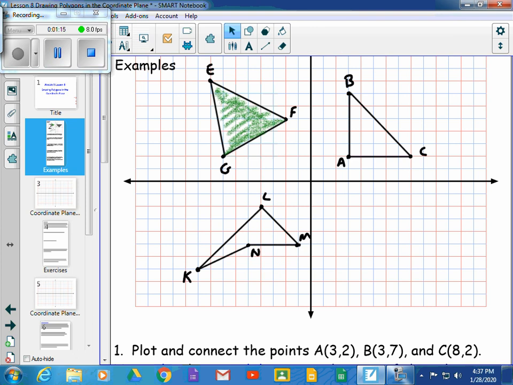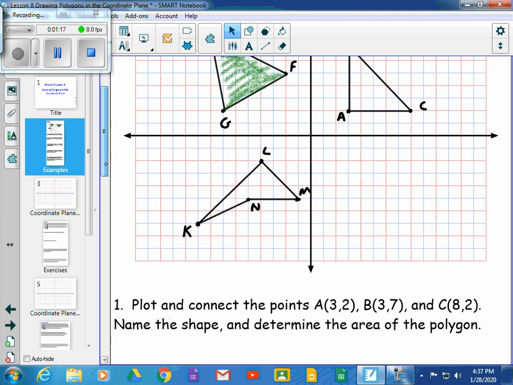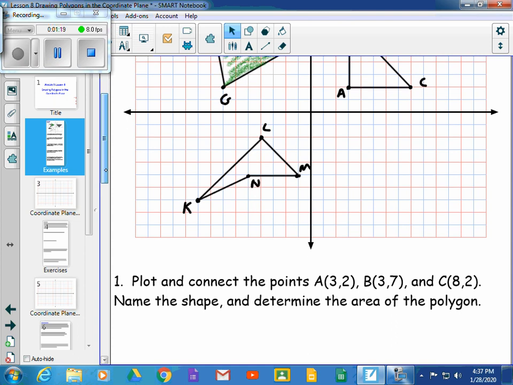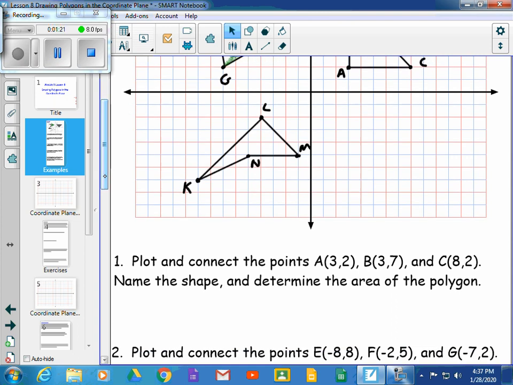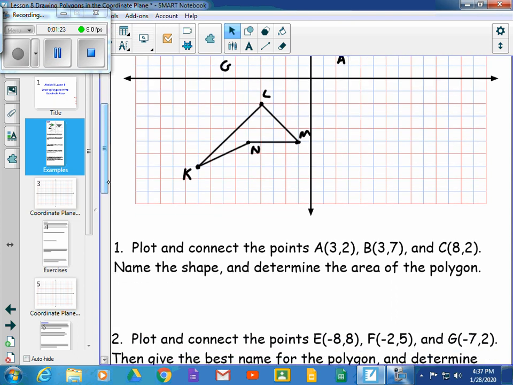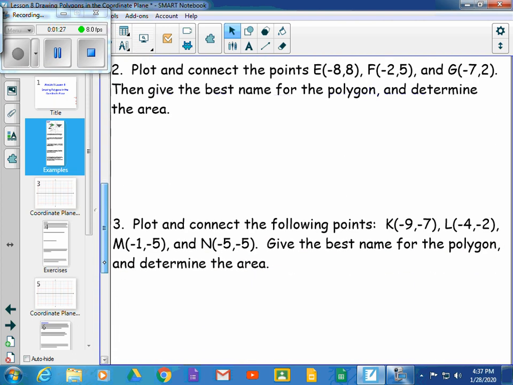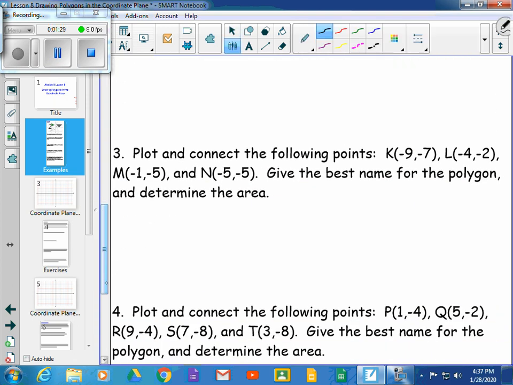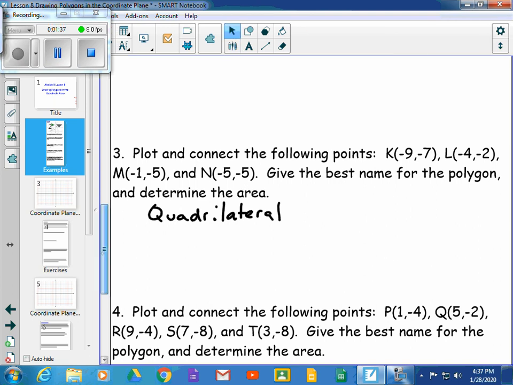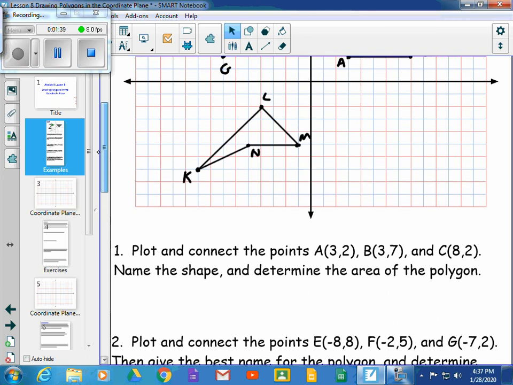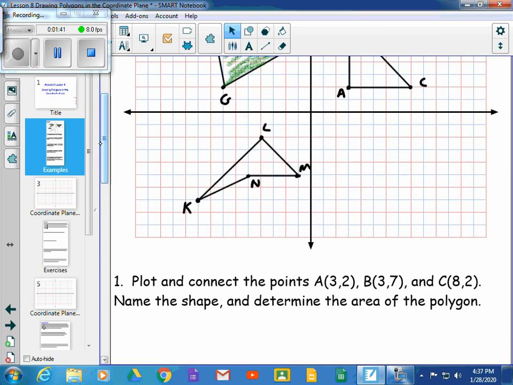Now if I look at that shape, it's not a triangle because it has 4 sides, and it's not a rectangle or a parallelogram or even a trapezoid that we studied before. Since it only has 4 sides, we can say that it is a quadrilateral. Quadrilateral means 4 sides. Now the way we're going to find this area is going to be similar to what we did in the second example.